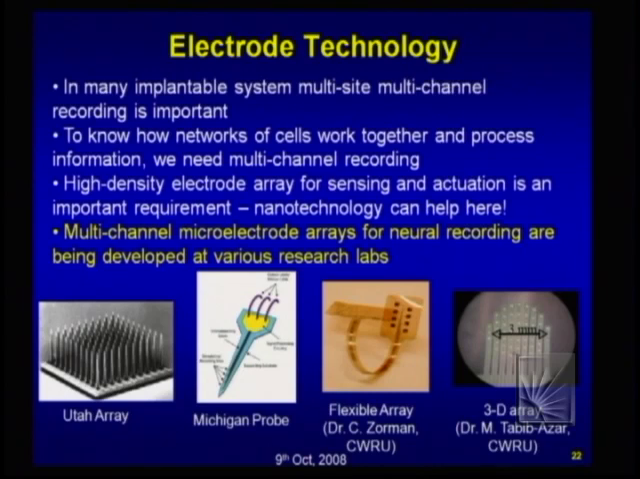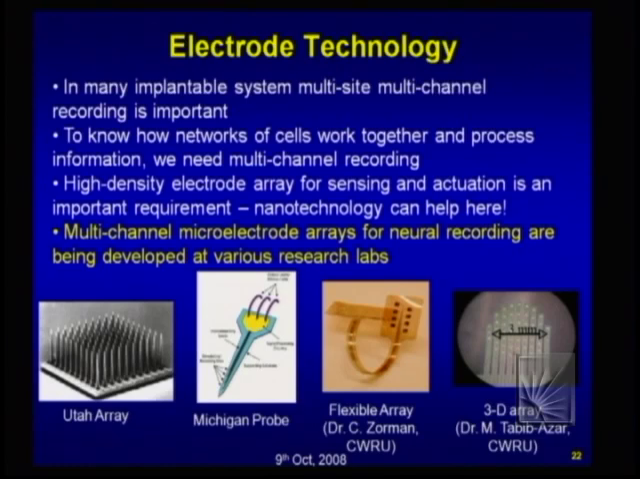As I mentioned, there are three major components. The first one is the high density electrode array, and we need an electrode array for neural interfacing because much of the activity of neurons happens in a group of cells, not a single neuron, and the group can have 100 to 1000 neurons. So, you need to record from multiple nerve cells at the same time to understand the activity of the neurons. A high density electrode array for sensing and actuation is an important requirement for neural interfacing, and nanotechnology can help here, and that has been shown by several researchers.